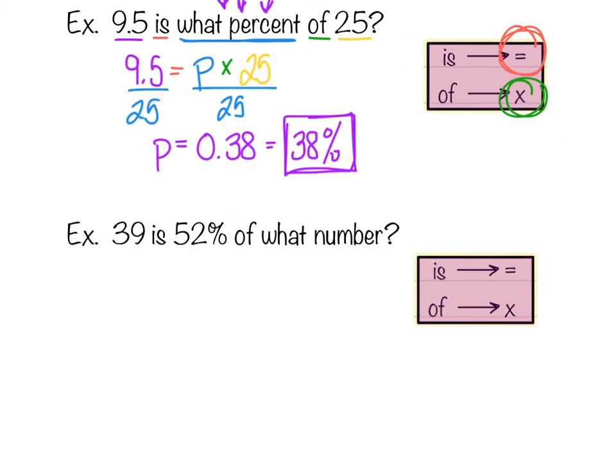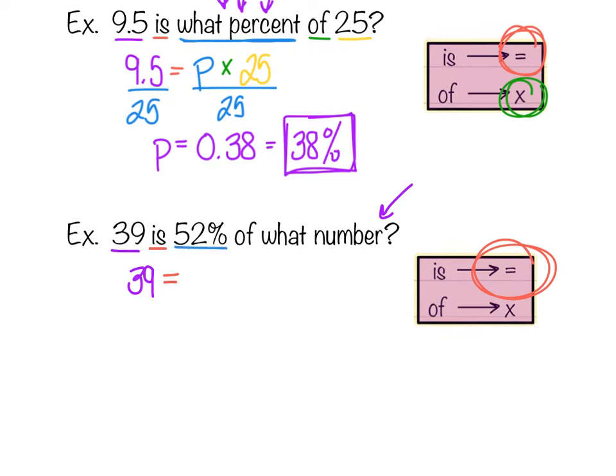All right, another one here says 39 is 52% of what number? So all of them are worded differently. This time the what number is all the way over here on the right side of the problem. But we're not going to do anything different. We're just going to break it down part by part, starting with 39. And then "is." We know "is" means equals. Again, hopefully you're starting to remember that.